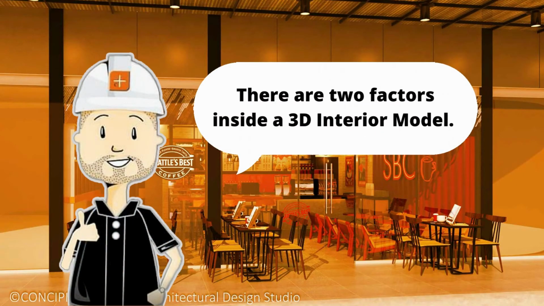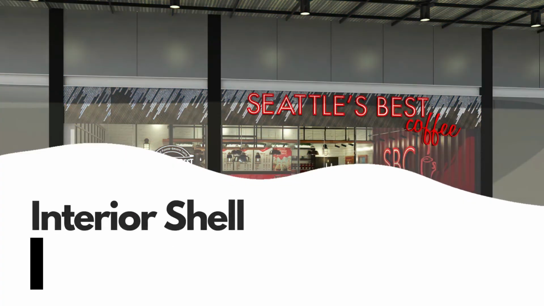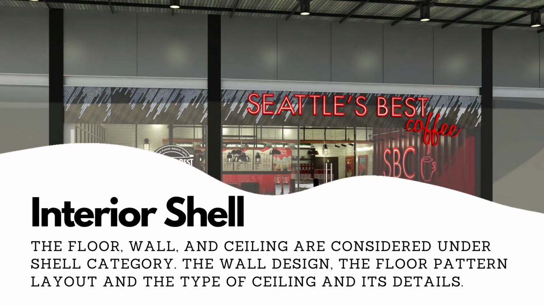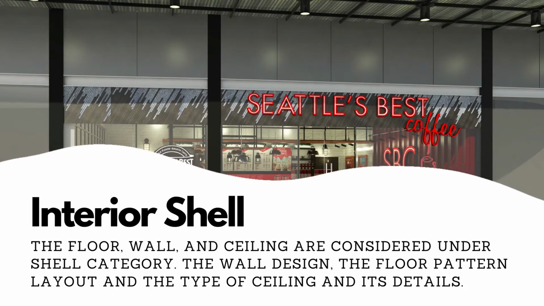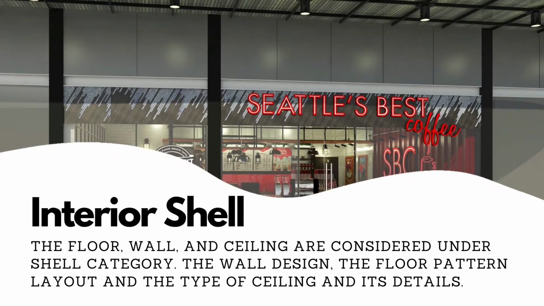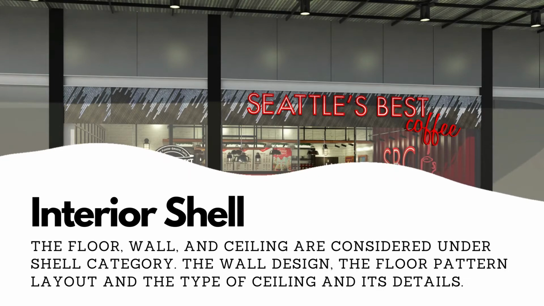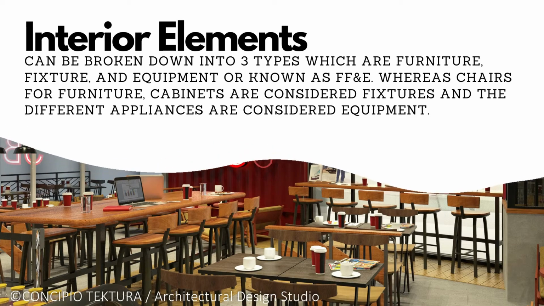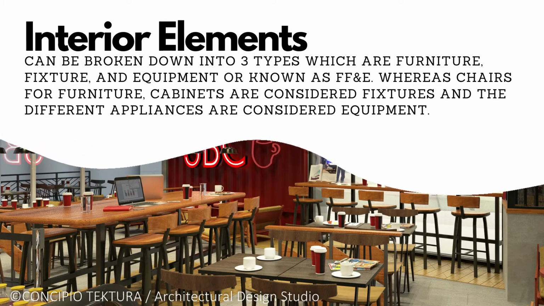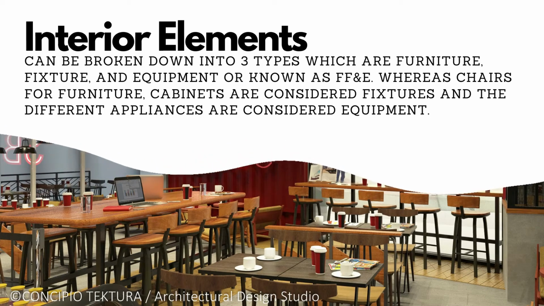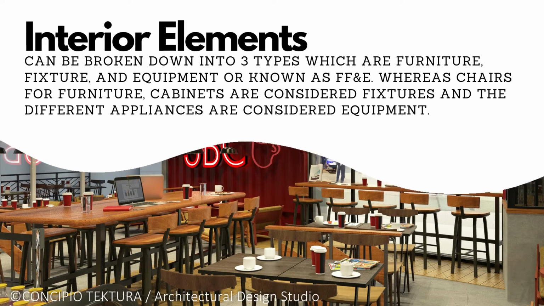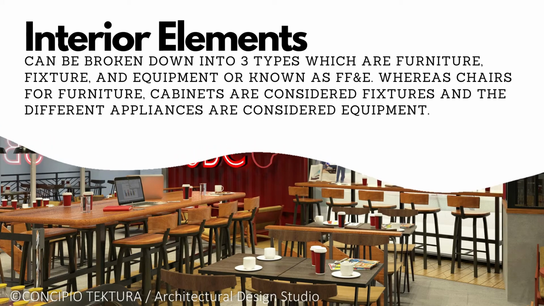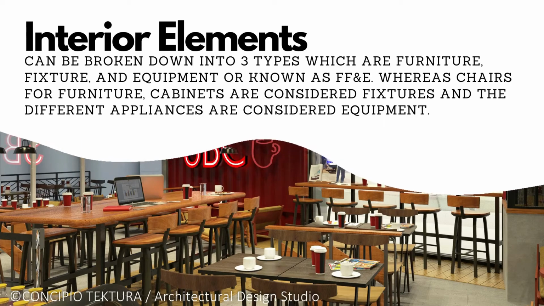There are two factors inside a 3D interior model. First is the interior shell. The floor, wall, and ceiling are considered under the shell category: the wall design, the floor pattern layout, and the type of ceiling and its details. Second is the interior elements, which can be broken down into three types, which are furniture, fixture, and equipment, known as FF&E, whereas chairs are furniture, cabinets are considered fixtures, and the different appliances are considered equipment.